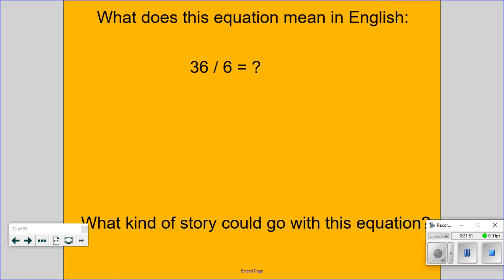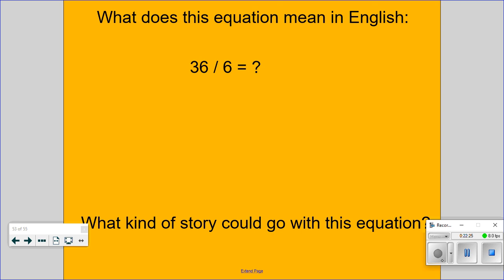Next one. You're going to do this by yourself. You're going to tell me what does 36 divided by 6 mean? What does it look like? And then you need to come up with a story that matches that equation. When you are finished writing it down, you're going to read it on Class Dojo.